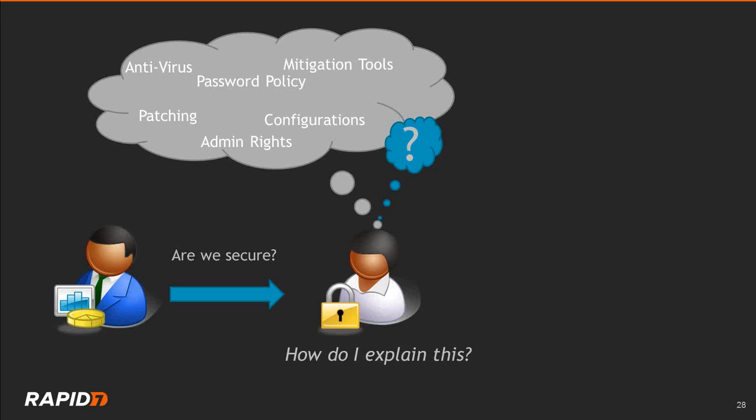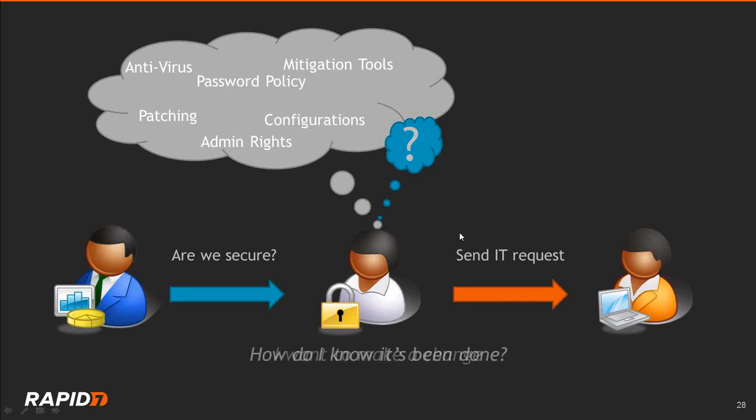What is your process today to go out and look at all those dissimilar systems and understand where's my password policy, where's my antivirus policy? Once you've gotten that, you say, okay, here are some of the things that need to get changed in my organization. I send a request to IT. They enact that request.